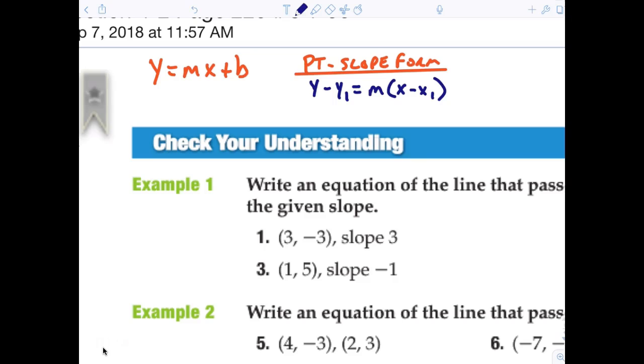Now, x1, y1 represents the point that's on the line. And m represents the what? The slope. The y and the x represent all the other points that are on the graph.